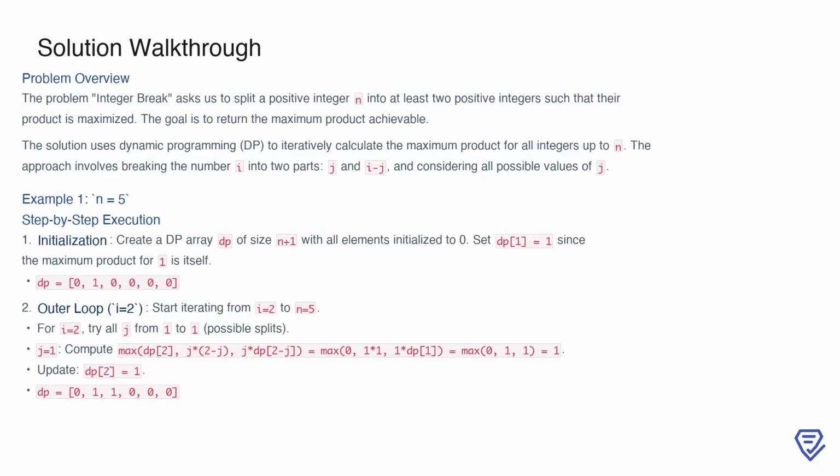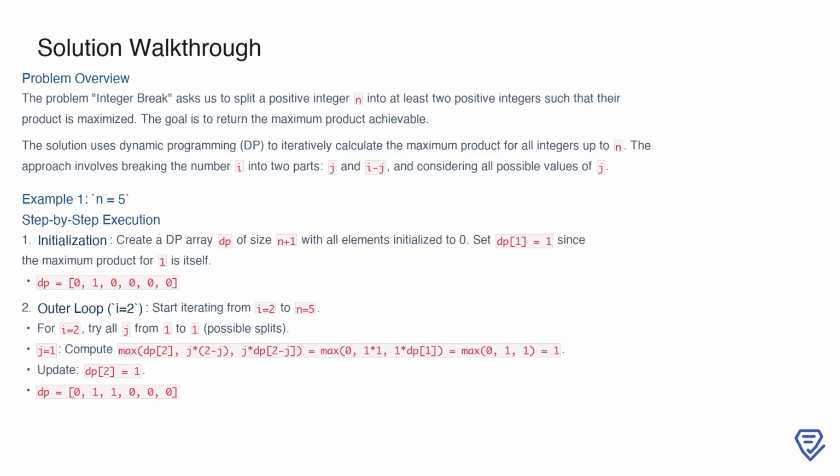The problem Integer Break challenges us to maximize the product of integers obtained by breaking a given number n into at least 2 positive parts. To solve this, we use dynamic programming, where we iteratively compute the maximum product for every integer up to n. The idea is to consider splitting the number i into 2 parts, j and i-j, and evaluate all possible values of j. For instance, if n is 5, we start by initializing a dp array of size n plus 1 with all elements set to 0. The base case is dp[1] equals 1, since the maximum product for 1 is itself. At the start, the array looks like this: 0, 1, 0, 0, 0, 0.